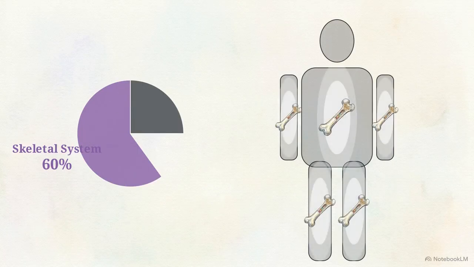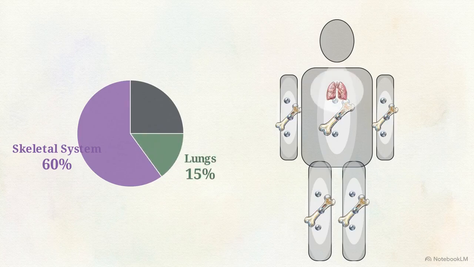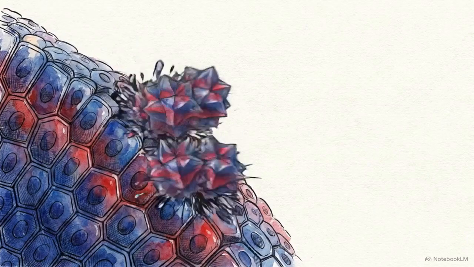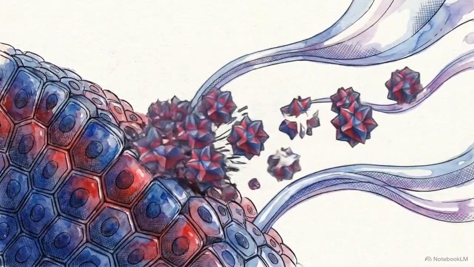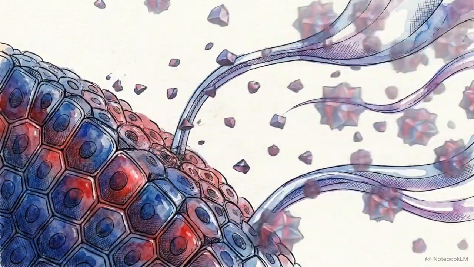Roughly 60% is held in the mineralized skeletal vault, while 15% is typically found in the lungs, derived from the inhalation of ambient dust. This low burden is maintained by the gastrointestinal tract, which normally serves as a strict barrier, blocking over 99.7% of ingested dietary aluminum.